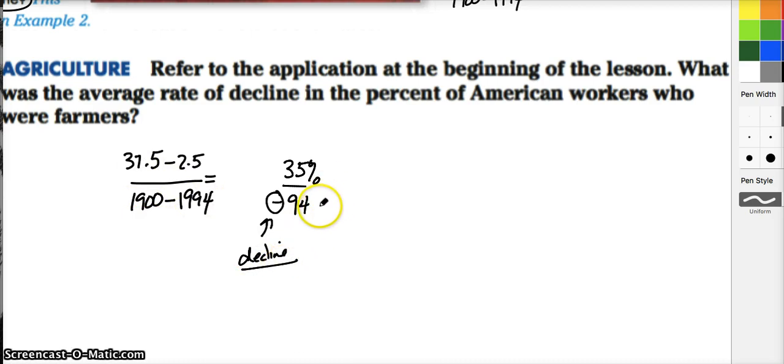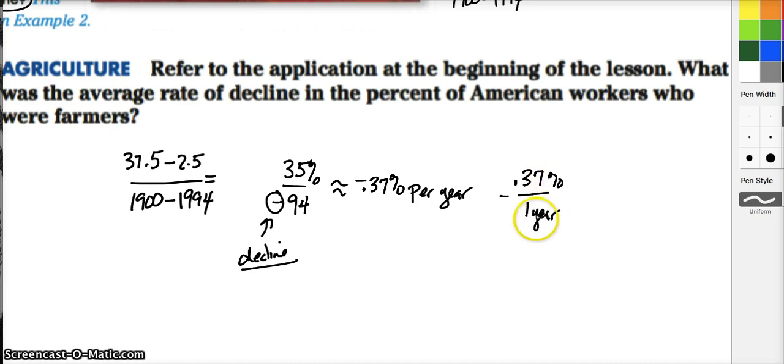So what we want really is a yearly rate. So now we can pull out a calculator and divide 35 by 94. When we do that, we get 0.37% decline per year. And I should put a negative here. So the way you might write this is negative 0.37 over 1. It's approximately, it had a couple other numbers after the decimal point, but I rounded it there. And so you might have 0.37% decline per year, something like this, to make it a little bit more rise over runish, or a little bit more slope-like.